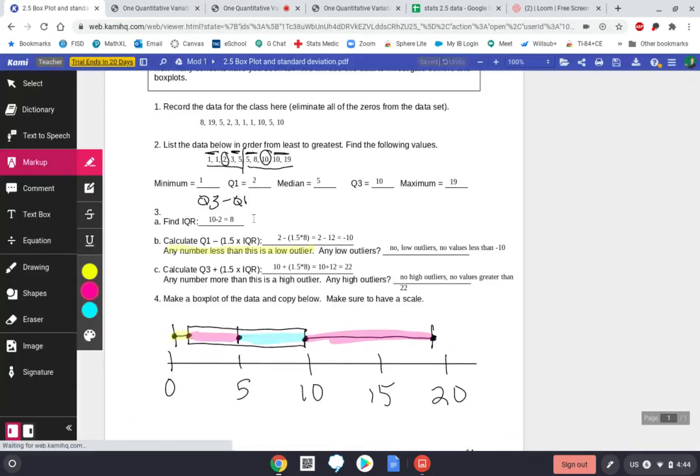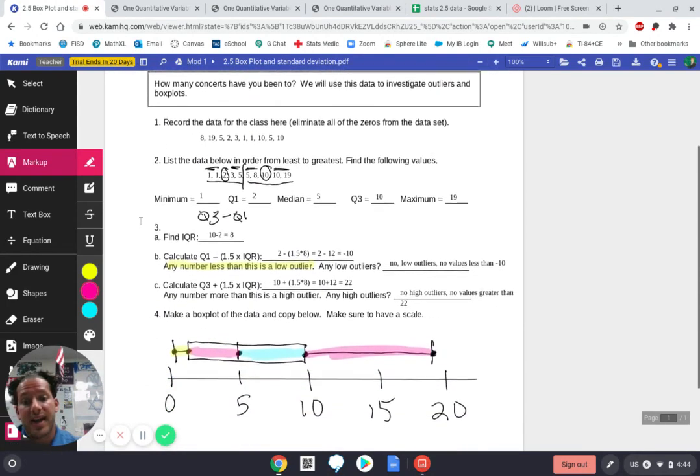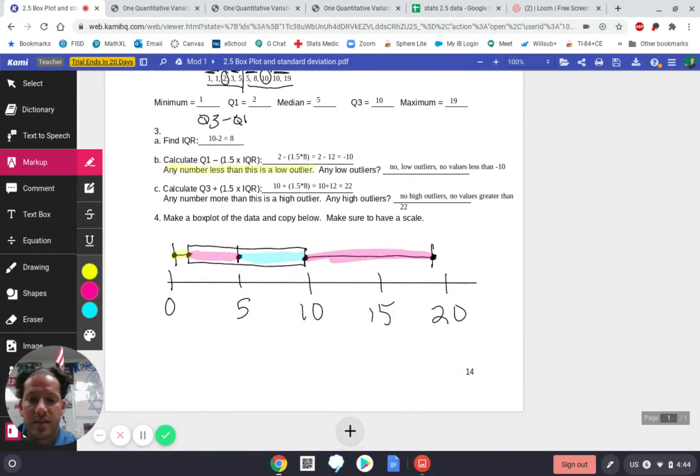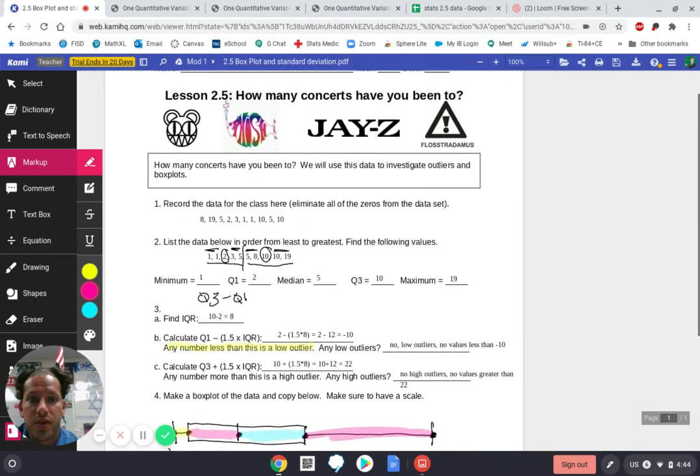Now we've looked at outliers using the IQR and box and whisker plots, or box plots, and I hope you've learned a lot.